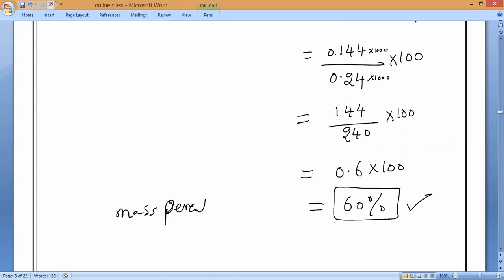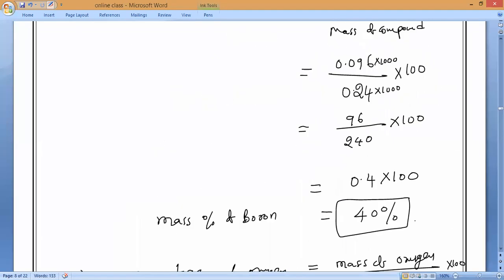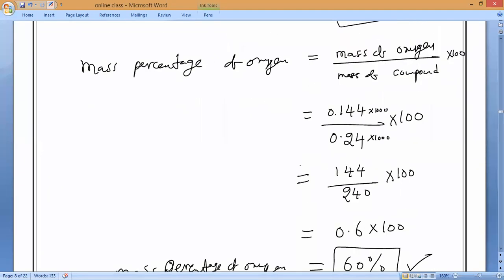So that is the mass percentage of oxygen. That is what they are asking. Mass percentage of oxygen is 60%. Okay. Now, sir, is there any other easy method? It is there. After finding the boron mass percentage, as we know, the total mass percentage equals 100%. So if we do 100 minus 40, we'll get the mass percentage of oxygen. What will come? How much is it?